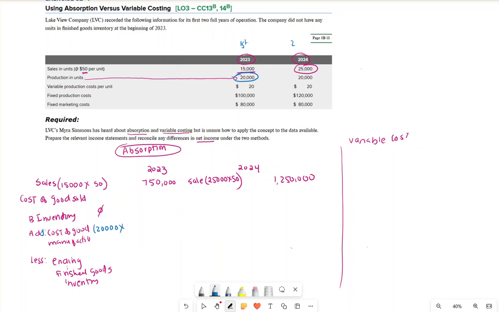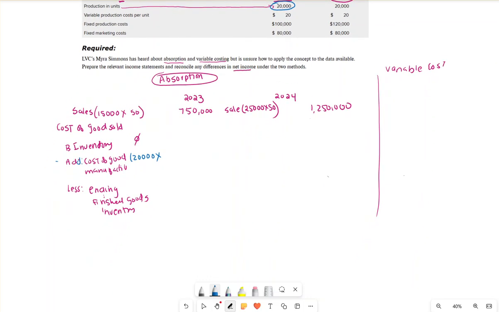Now we have two types of cost. We have a variable cost and we have a fixed cost. So when you're doing absorption costing, both the variable and fixed go together. So we have a variable production cost and we have a fixed production cost. The variable cost is 20. The fixed is 100,000, and we produced 20,000 units. The fixed manufacturing cost is $5.